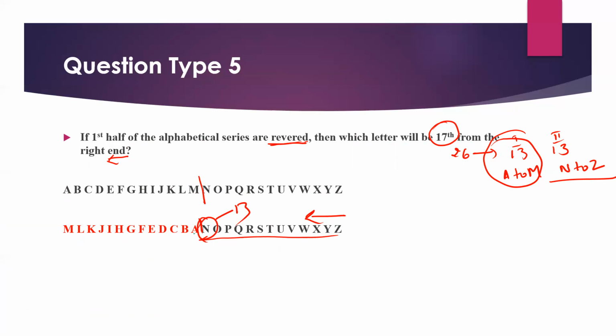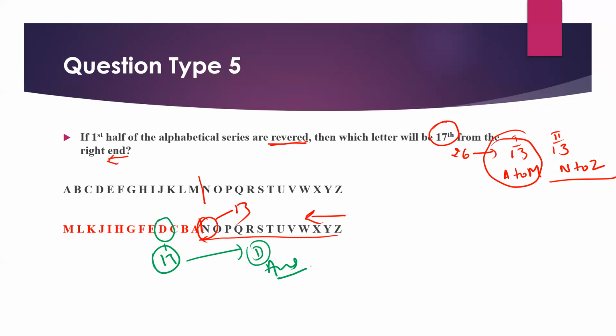N is 13, A is 14, B is 15, C is 16 and D is 17. So this one is the 17th letter, and this is our answer. So our answer will be what? D. Correct?